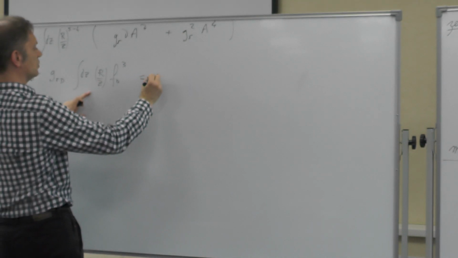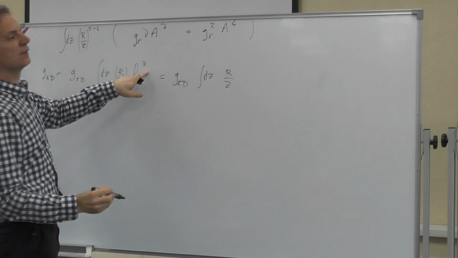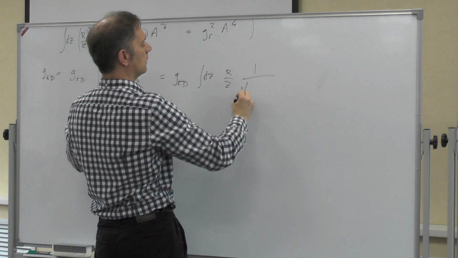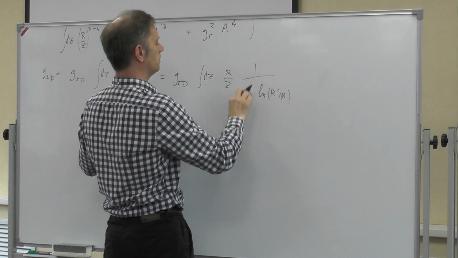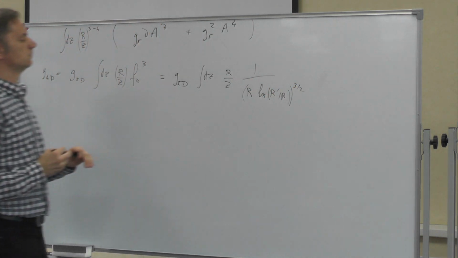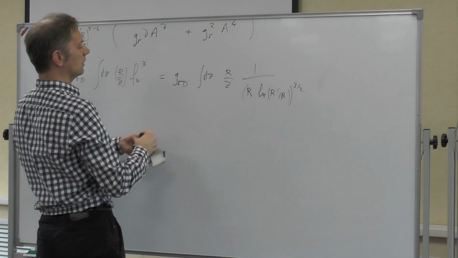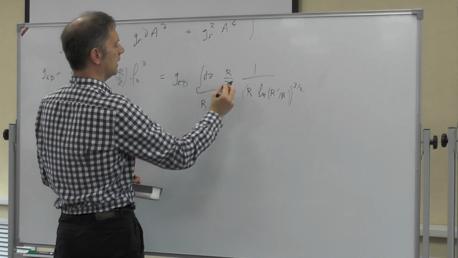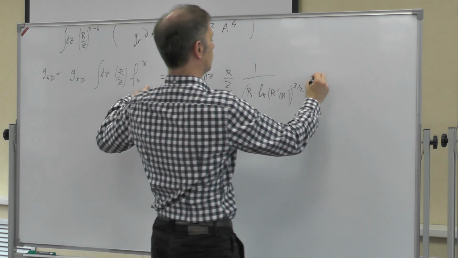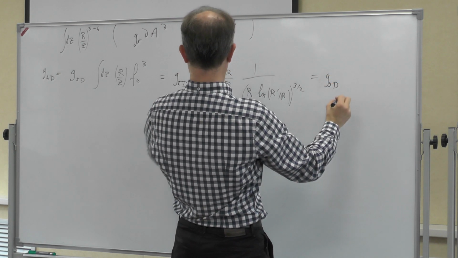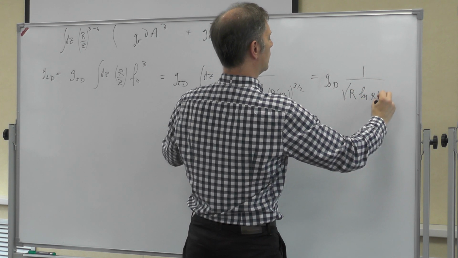So let us do this integral. It's g5D, integral dz, r over z, and then you have just a constant, which is r times the log of r prime over r. Okay, so that's an easy integral again. So this is just a constant. So this is just r again, log of r prime over r. So at the end of the day, you obtain that g4D is g5D divided by r log of r prime over r.